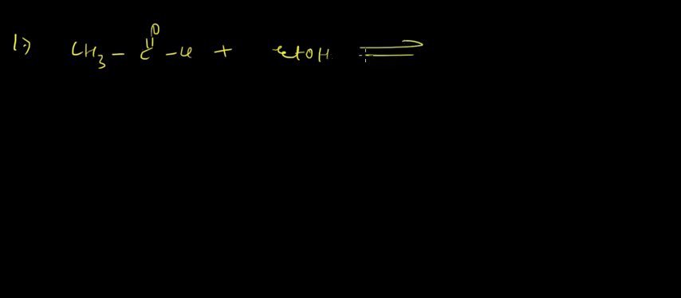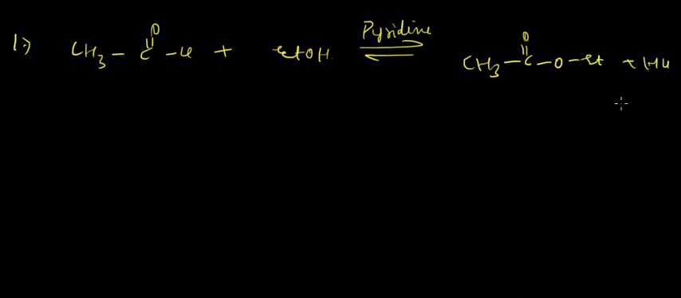Okay, we'll be continuing on seeing more examples on esterification. Let's suppose we have something like this example wherein we have an acid halide reacting with a primary alcohol. So what will happen again? We are using pyridine's presence. We'll get something like this as our ester, and HCl would be formed.